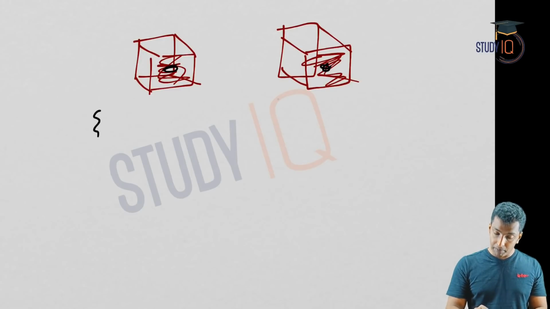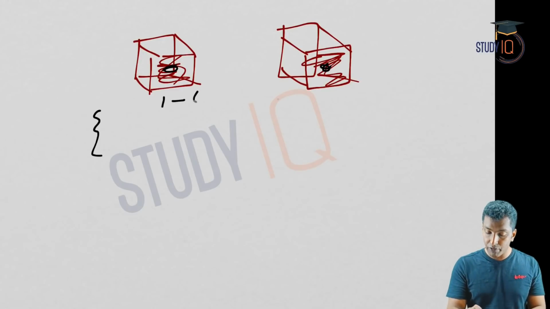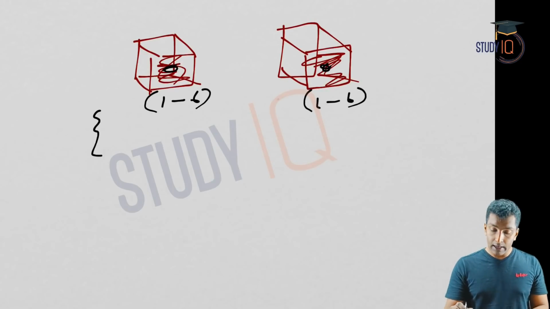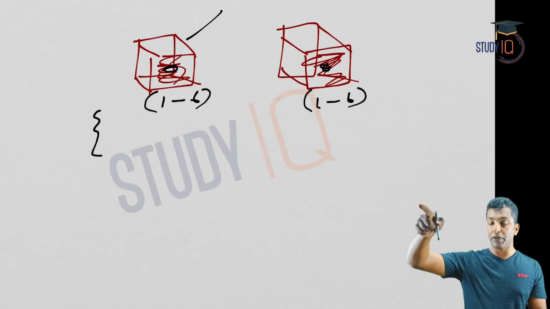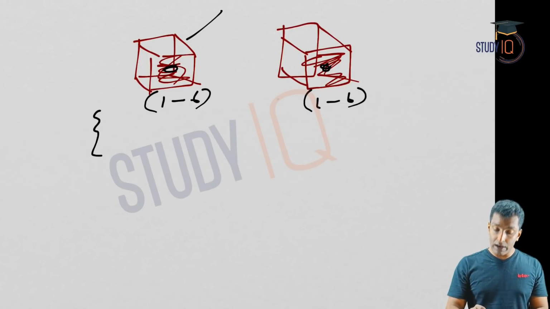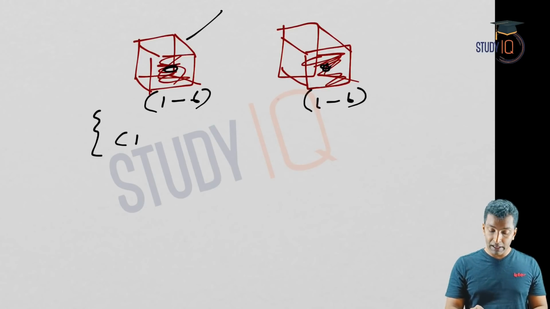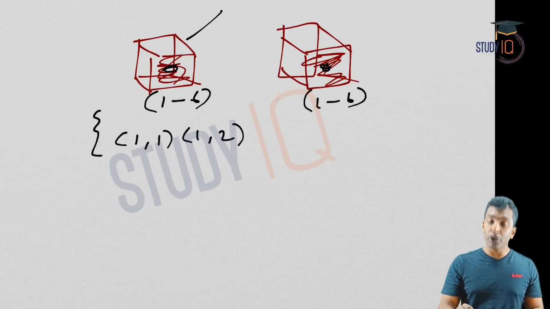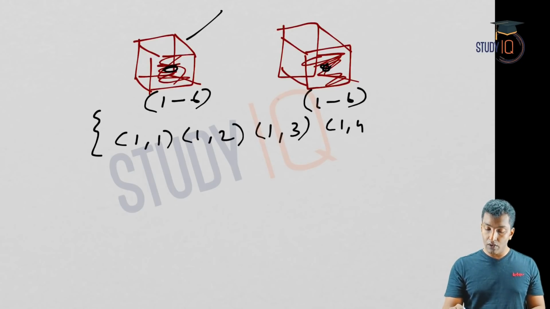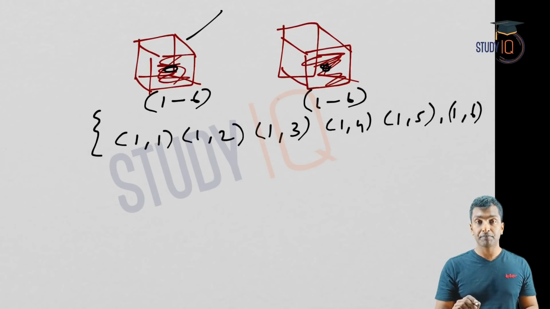So starting with 1, what are the possibilities? This will give you an outcome from 1 to 6. This will also give you an outcome from 1 to 6. So the sample space of this is 1, 2, 3, 4, 5, 6, and this is also 1, 2, 3, 4, 5, 6. When you're rolling them together, the possible outcomes are: the first gives 1 and the second gives 1; the first gives 1 and the second gives 2. Then we keep the first one as 1 itself: 1, 3, 1, 4, 1, 5, 1, 6.